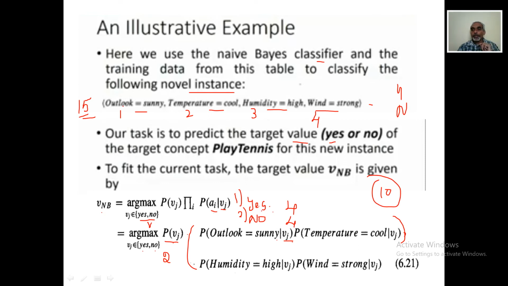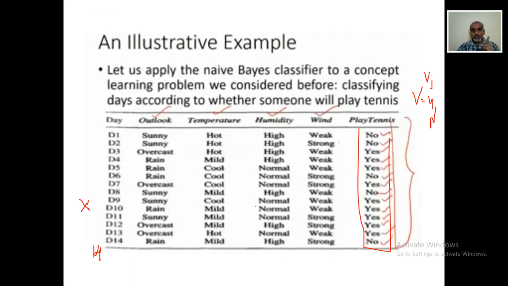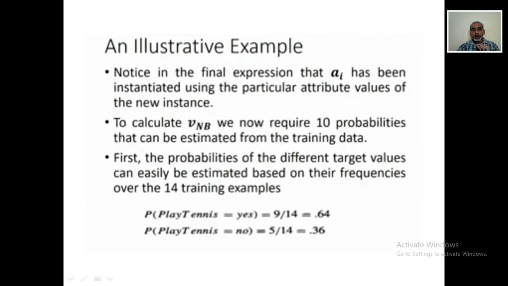I think it is very clear now, right? So now this is our example. So now let us see how we are going to calculate. So the same thing is told here. So you are going to calculate 10 probabilities.